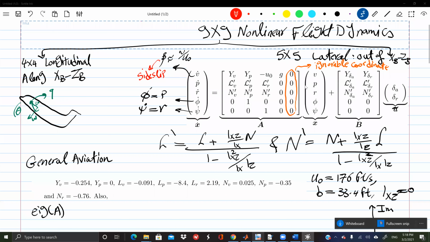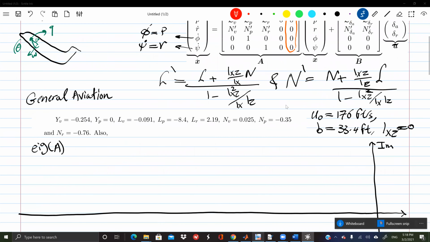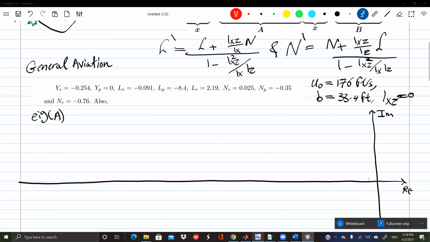All right. So any question about this thing, about the ignorable coordinate? This will correspond to an eigenvalue at the origin. I'm going to ignore it now. I'm not going to put it.